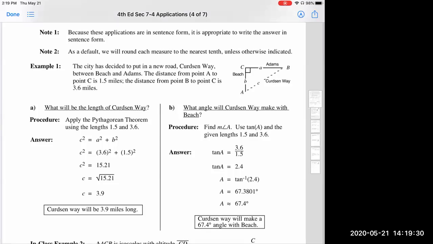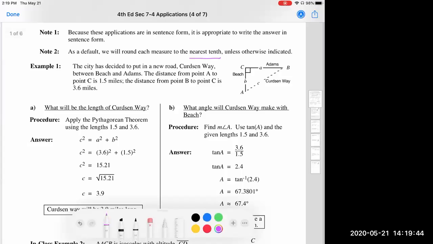Note 1, because these applications are in sentence form, it's appropriate to write the answer in sentence form. And note 2, as default, we will round each measure to the nearest tenth, so just 1 decimal place, unless otherwise indicated.